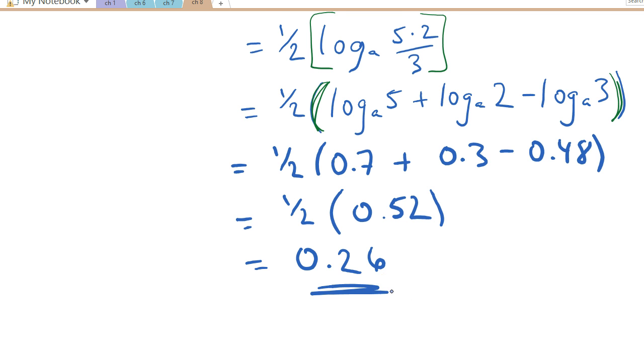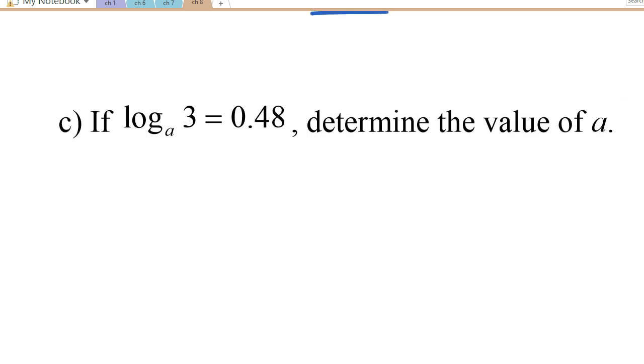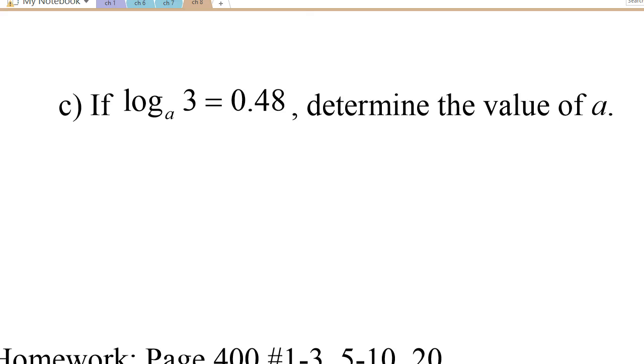Okay. One last one. This is a little bit different here. Now we're going to have to figure out what the value of a is. I'm not sure if we use our new law of logarithms. I think we could have done this on a previous lesson already. If I put this into exponential form, so my base is a, then a to the power of 0.48 is equal to 3. Okay, now it's not that hard. It looks a little bit crazy.